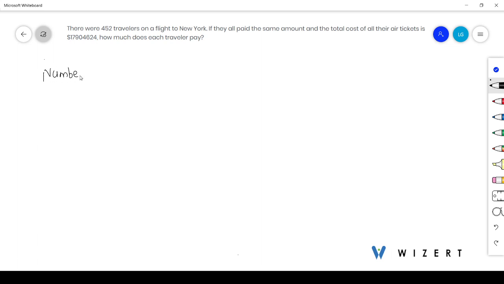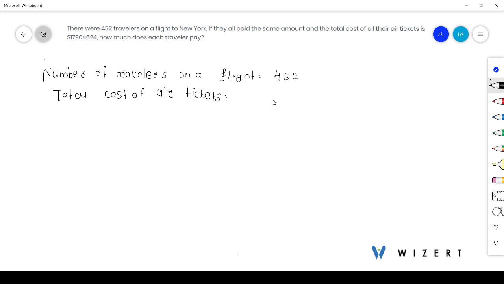Here, let us write first what is given. Number of travelers on a flight: there are 452. Total cost of air tickets: it is $17,904,624.